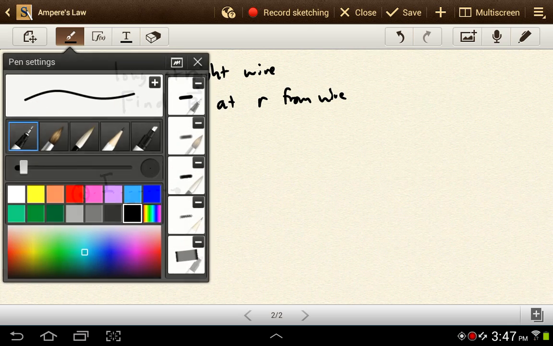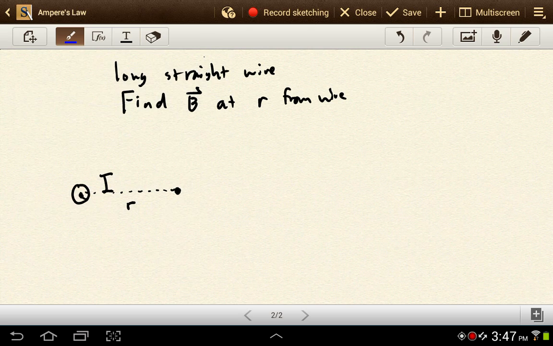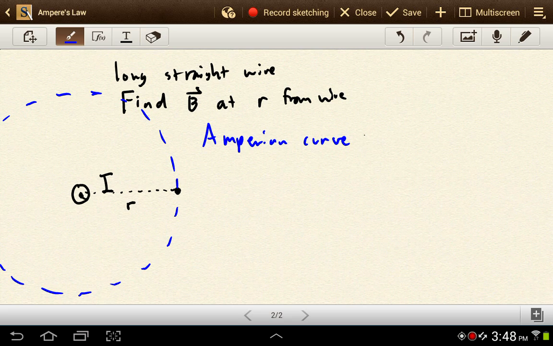Easy enough. What we do here is we find a curve to apply Ampere's law to, and we call that an Amperian curve. This is similar to the idea of Gauss's law, where you pick a surface. Here we're just picking a curve, and we want to pick something nice and symmetric and easy to do the integral over. In this case, we just do a circle with a radius of little r. So the Amperian curve is a circle with radius r.